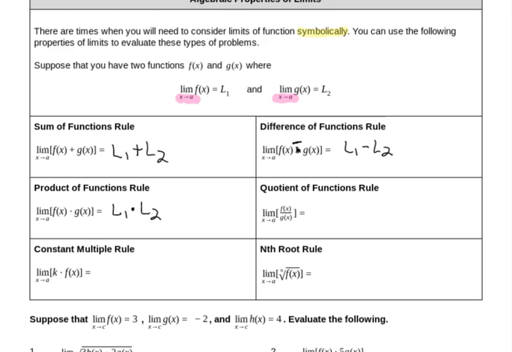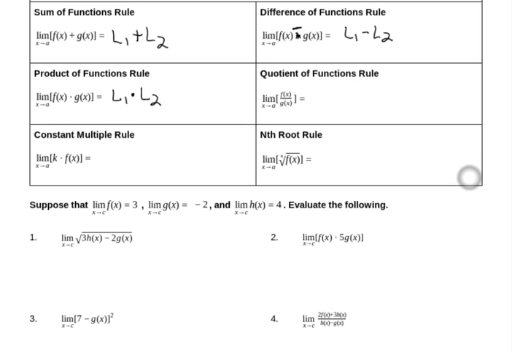We can do the same thing for the quotient rule. So this would end up being L1 divided by L2. And something I want to note here is we need to make sure that L2 does not equal 0 because we can't divide by 0.